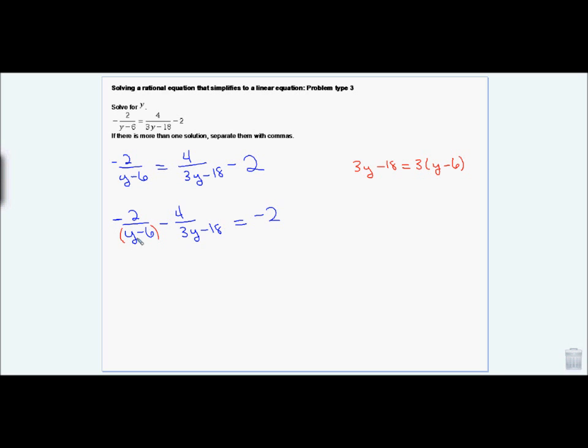So in order to give these a common denominator, I can multiply by 3, and I get negative 6 over 3y minus 18 minus 4 over 3y minus 18 is equal to negative 2. Negative 6 and negative 4 is negative 10 over 3y minus 18 is equal to negative 2. Now, this is going to be one of those cases where switching these places is actually going to be very beneficial to us.